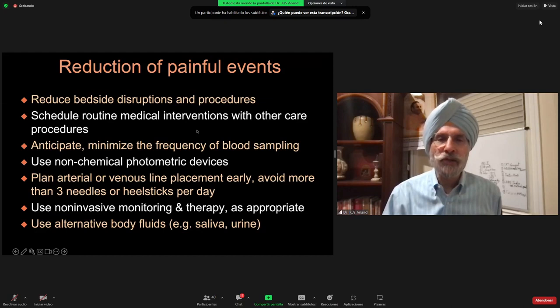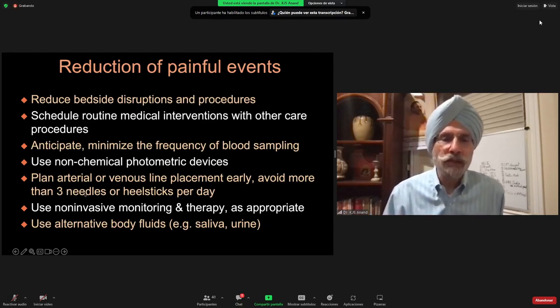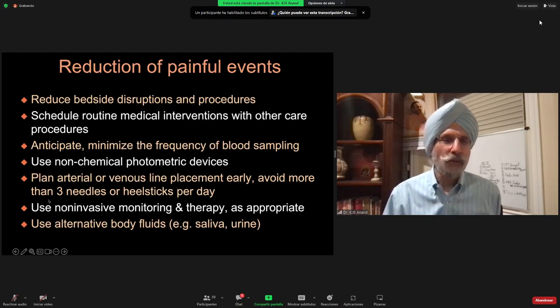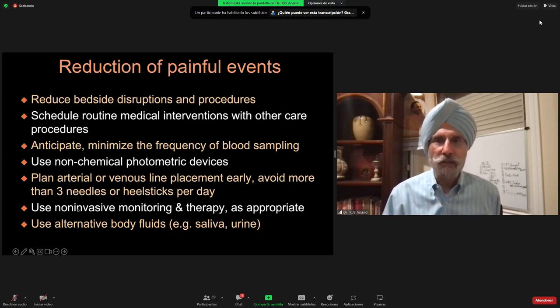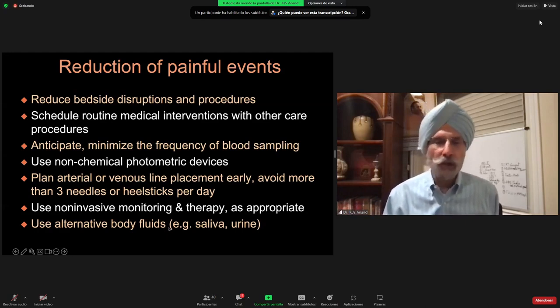Routine medical interventions can be scheduled with other care procedures. We can minimize the frequency of blood sampling. I tend to place a sampling line early. If we need three or more needle sticks or heel sticks a day, then I will go ahead and place a sampling line of some sort. Newborns could have an umbilical venous catheter, but often that opportunity is lost, and we have patients coming in for surgery or other procedures when they're older.